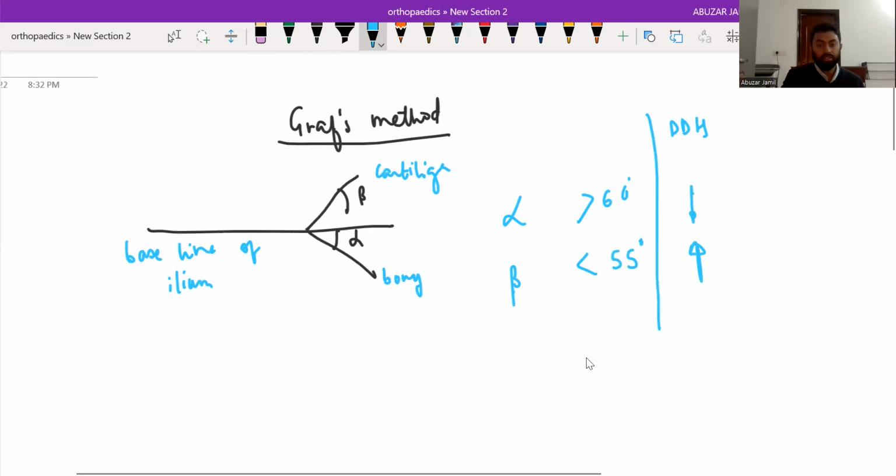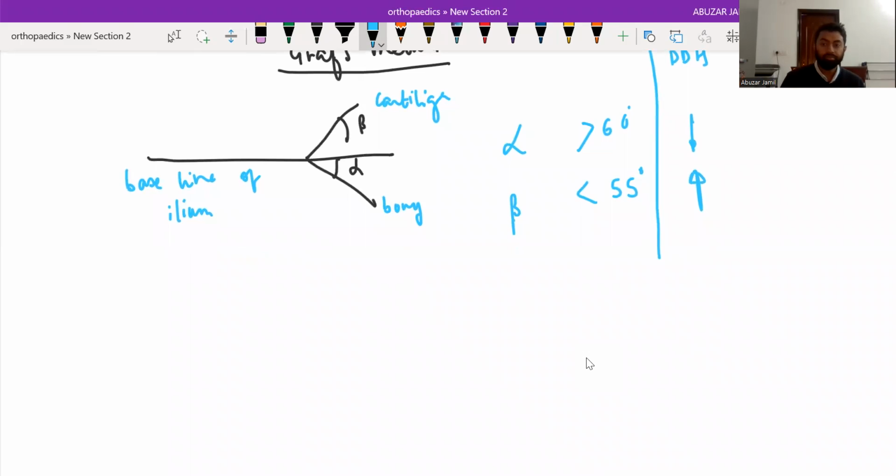So Graf categorized the severity of developmental dysplasia of hip in basically three categories. One is the normal, where alpha angle is more than 60 degrees and beta angle is less than 55 degrees.